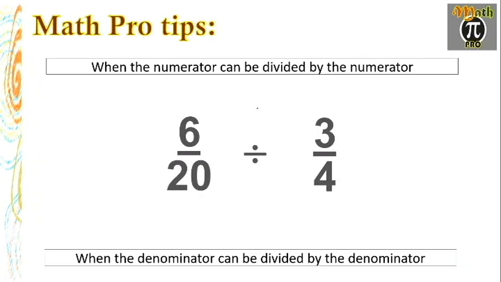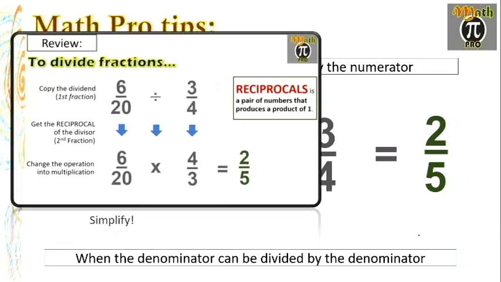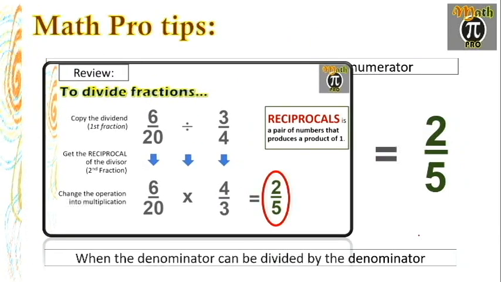When the numerator can be divided by the numerator, and when the denominator can be divided by the denominator, we can just divide the numerators like this and divide the denominators like this. So you see, the same answer will be obtained, which is 2 over 5. And we always simplify our answer whenever possible. You see, the same answer is obtained using different methods.